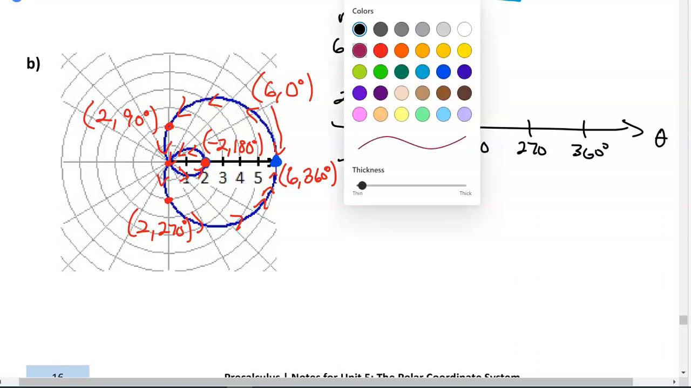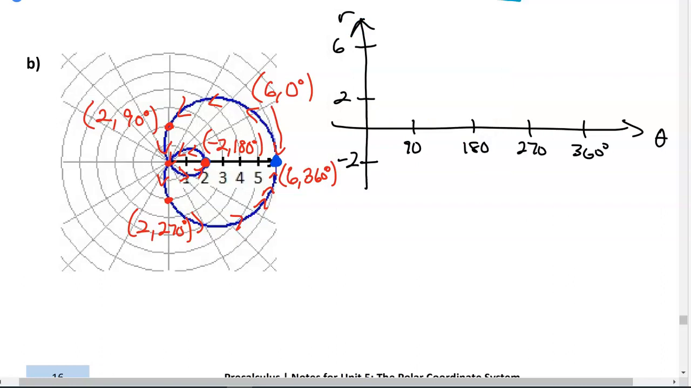So we start out with an R value that is 6 when theta is 0 degrees. R shrinks to 2 at theta equals 90. And then when we get to 180, R becomes -2. At 270, R is 2 again, and at 360, R is 6 again.